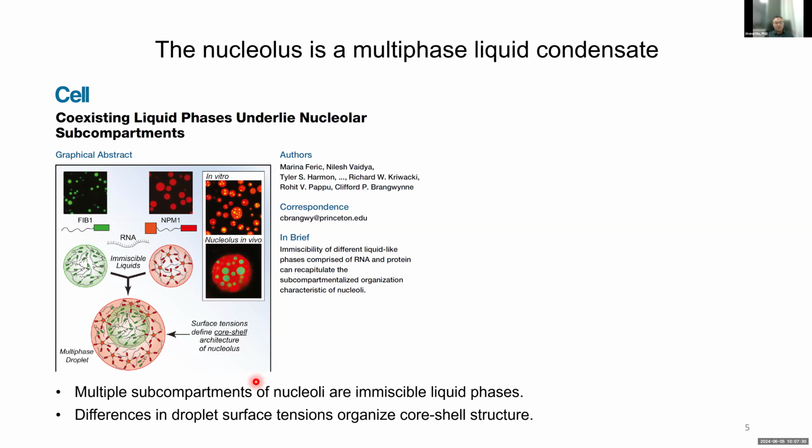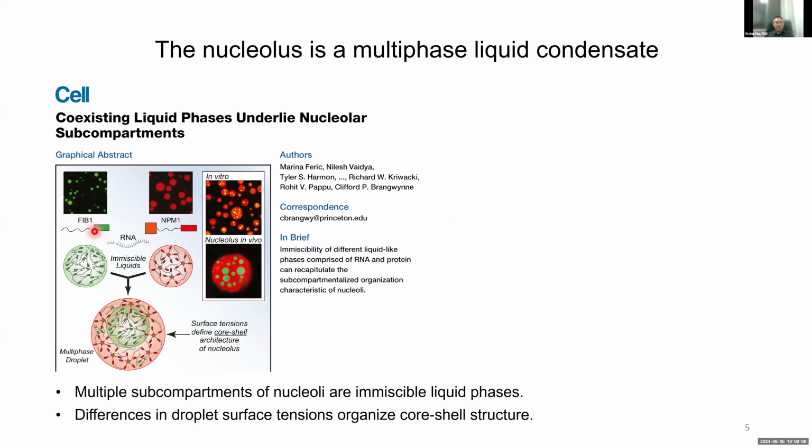So in the nucleolus there are multiple subcompartments, but they are not fused into a uniform phase. So here is the question: if those different subcompartments are liquid-like droplets or they have liquid properties, why don't they just fuse into a uniform phase? In this work, Cliff Brangwynne shows, with in vitro and in vivo reconstitution, that actually it's the difference in the droplet surface tension that prevents the fusion of the different compartments.